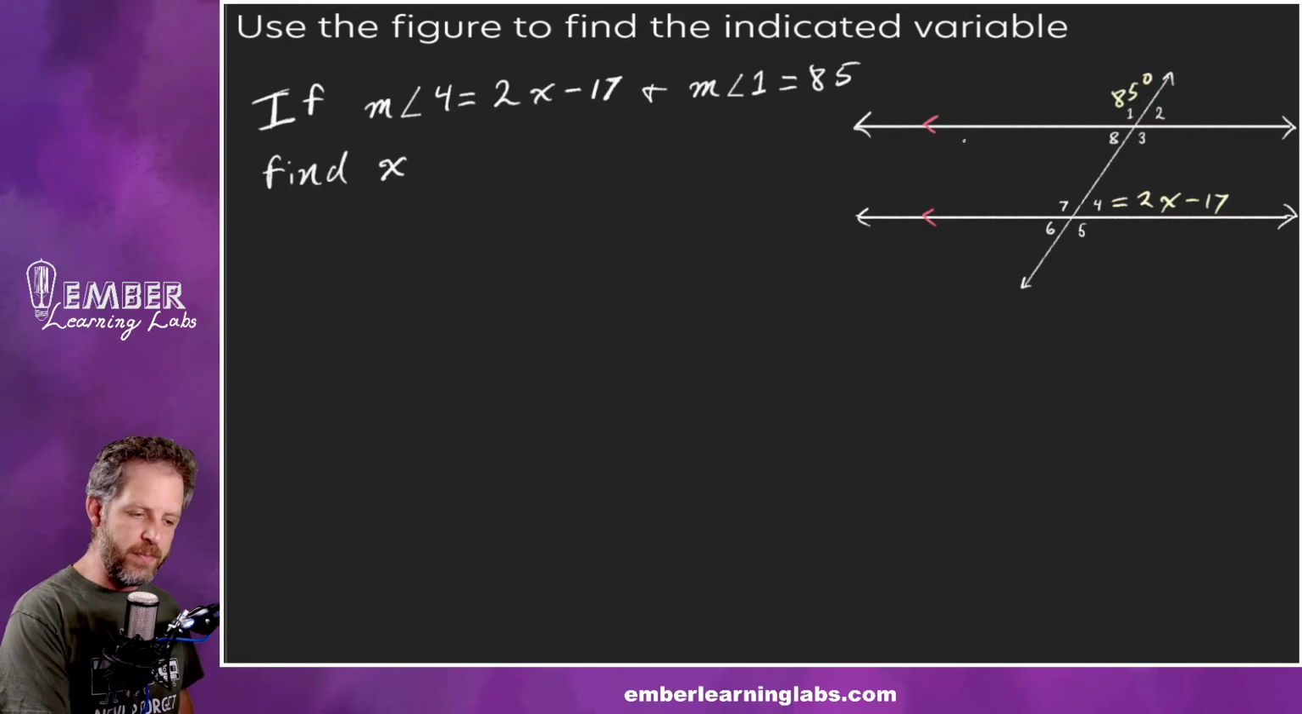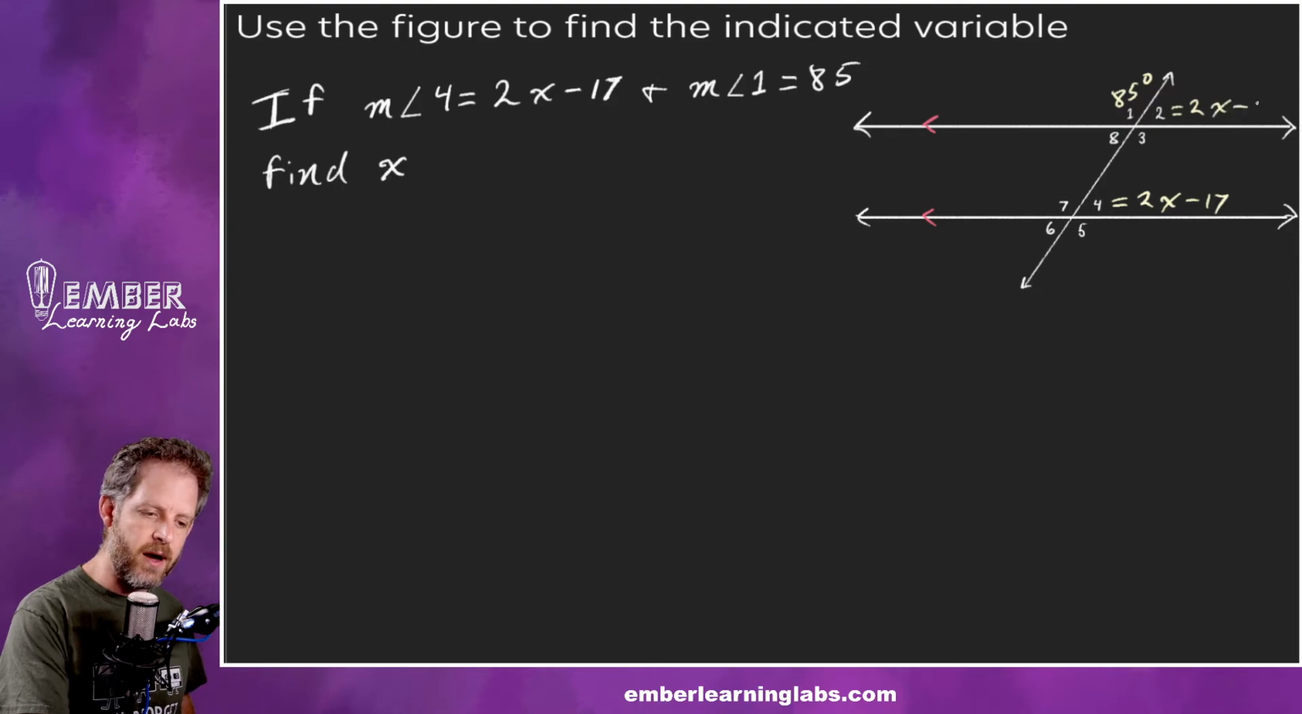These two lines are parallel. We know that because of the little red marks, right? So angle 4 and angle 2 are corresponding, which would mean that this one is the same as that one. So this will be 2x minus 17.